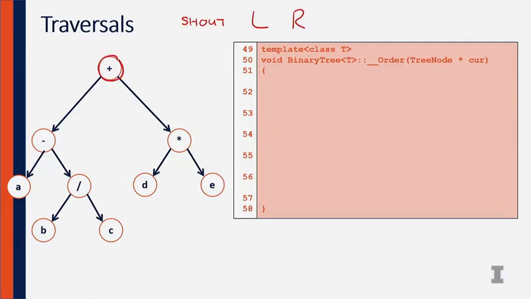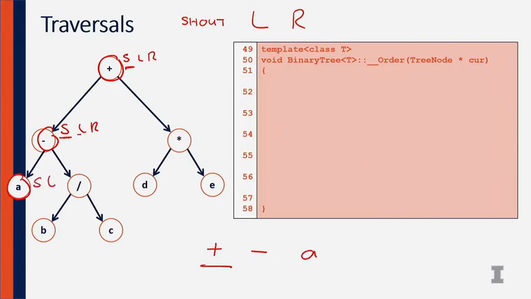So the first thing we're going to say is plus. Awesome. Then, since we've shouted it out, we're going to go left. So here we're going to shout it out again. We shout out minus. Then we're going to need to go left and right. So let's go left. Here at this node, A, we're going to shout it out, and we shout out A.